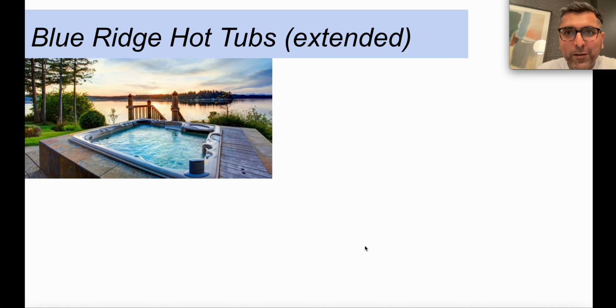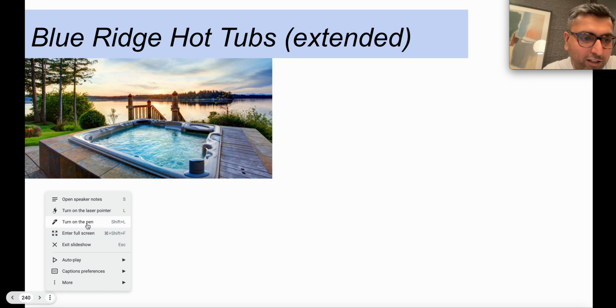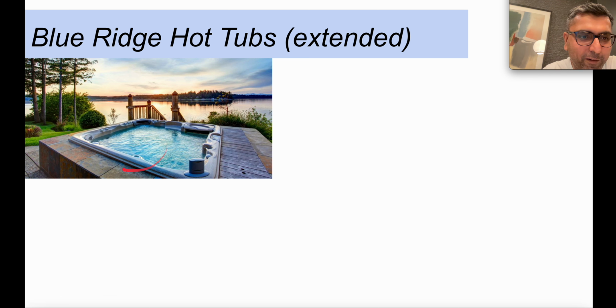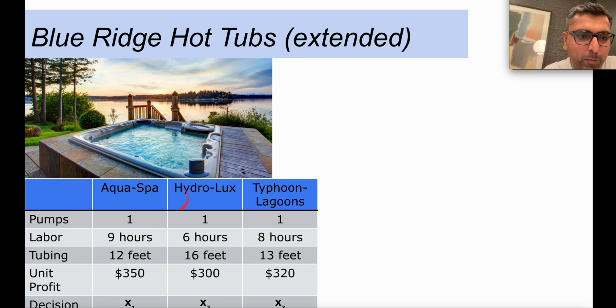Welcome. Let's learn about the sensitivity report in a linear optimization problem. Imagine you are the owner of a hot tub manufacturing company called Blue Ridge, and you manufacture different types of hot tubs. You have a type of hot tub called Aqua Spa. You have a type called Hydrolux, which is a deluxe version. And then you have a third one, Typhoon Lagoons, which is an even fancier version of this hot tub.